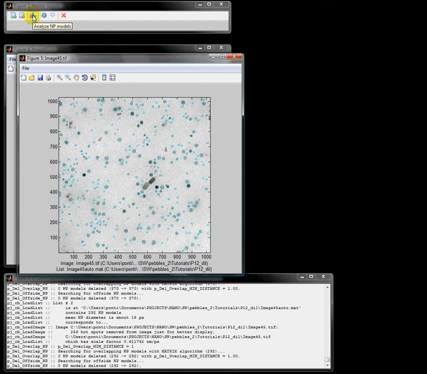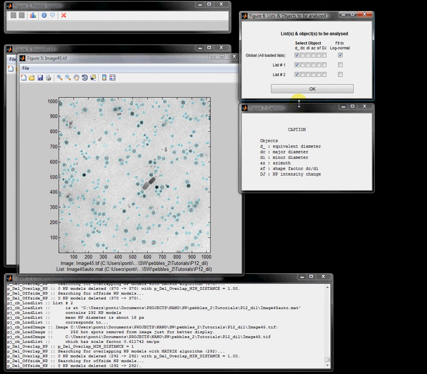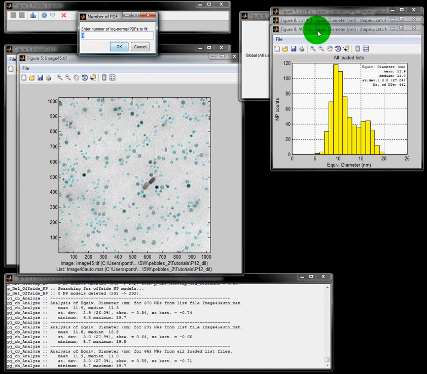I now press the Analyze button, decide to analyze the equivalent diameter, and you can see that the diameter distribution has two local maxima, two peaks, so it can probably be interpreted as the superposition of two different distributions. So I enter the number 2 here in the number of log normal probability distribution functions to fit.